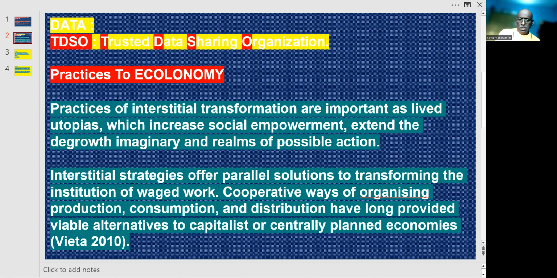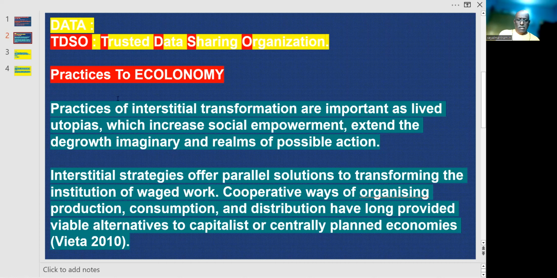So the strategy is a more parallel solution to transform the institution of waged work. Whatever work we implement in our day-to-day process in various ways in digital format, the cooperative ways of organizing production, consumption, and distribution have their own value. It's an alternative to capitalist or centrally planned economies like communism and others.